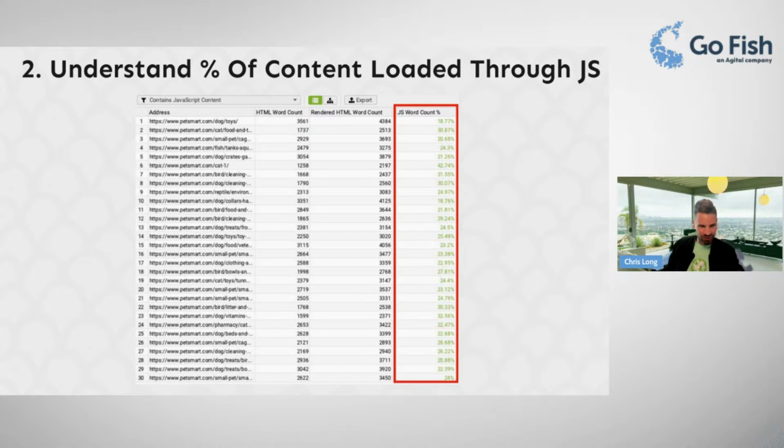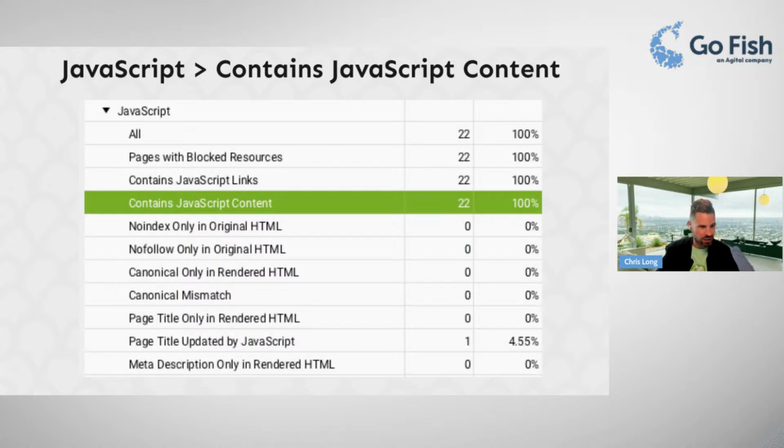Next favorite Screaming Frog JavaScript example is understanding the percent of your content loaded through JavaScript. Screaming Frog will directly tell you that percentage. Once again, super powerful. Once you've turned on JavaScript crawling, in the reporting on the right-hand sidebar, you'll go to this Contains JavaScript link under JavaScript. So you'll be able to see, hey, which pages contain JavaScript content? That's this report right here.